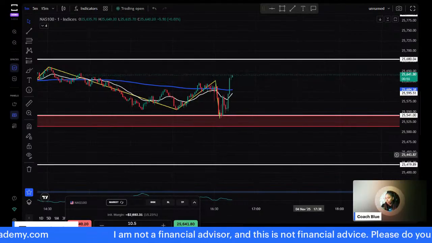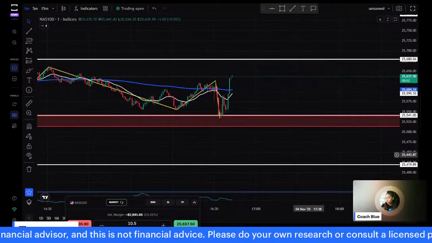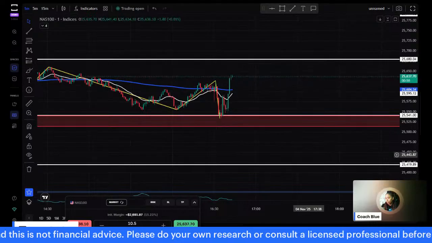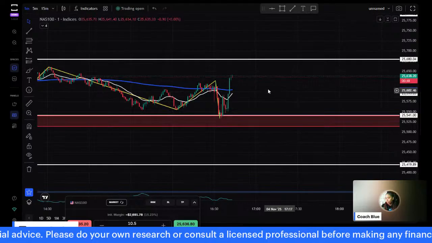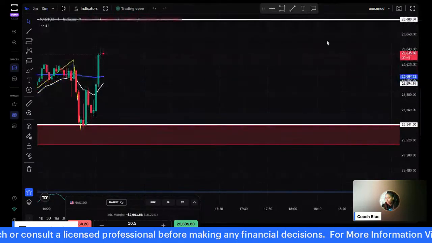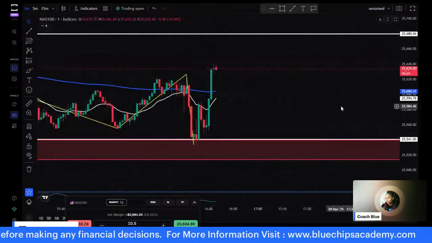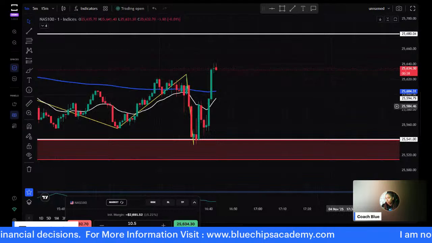All right, so that was a doji candle. So price is trying to figure out which way it wants to move. We know with doji candles that means the price is indecisive. So let's see if it wants to come down or go back up, or continue to go up rather.